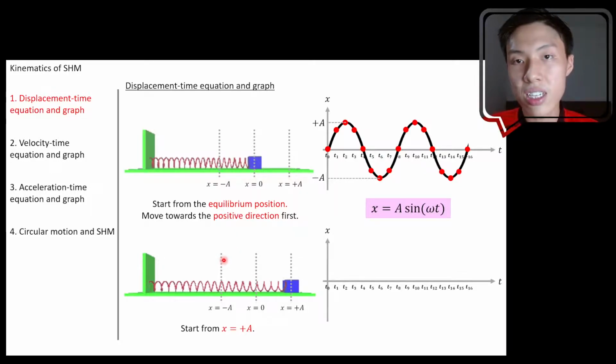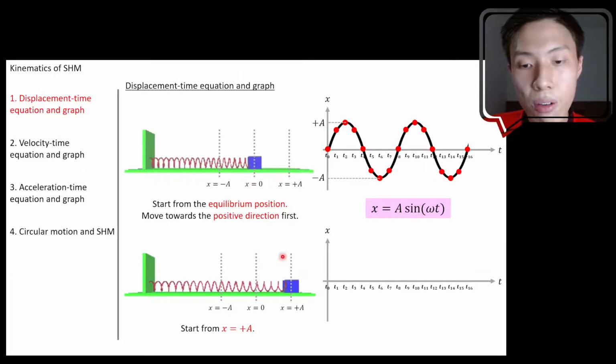The difference is the way we start the oscillation. Previously, the object is at the equilibrium position and we move towards the positive direction. Now, for this system, the object is at the positive maximum displacement first. The object is now at the furthest away distance from the equilibrium position. It is somewhere over here. It will start its motion from here.